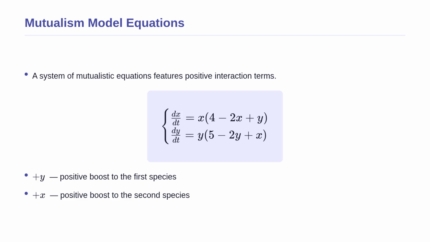The plus y represents the positive boost that the second species provides to the first species. The plus x is the reciprocal benefit provided to the second species. If the population of y increases, the growth rate of x physically increases as well, because there are more beneficial interactions happening in the environment.